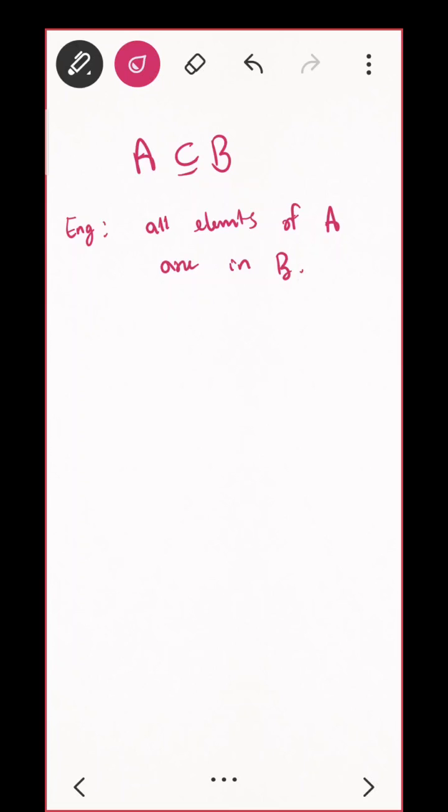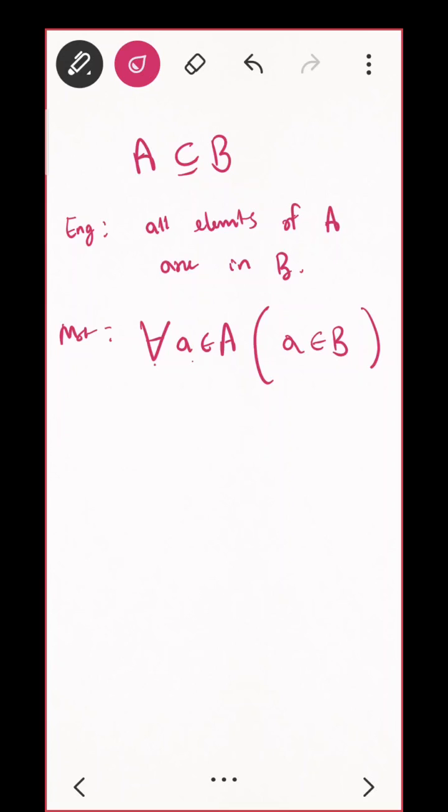Everyone, is it okay? Do you agree with me? Yeah. So let me write the mathematical statement. How will you write this mathematically? All elements of A, that means what? For all elements of A. Is it clear? For all a which is in A. What is the condition? We write the condition in brackets. The condition is that a will be in B.